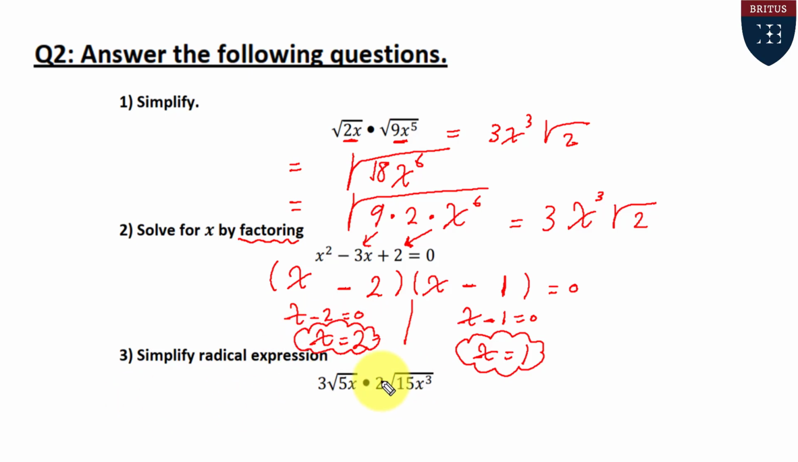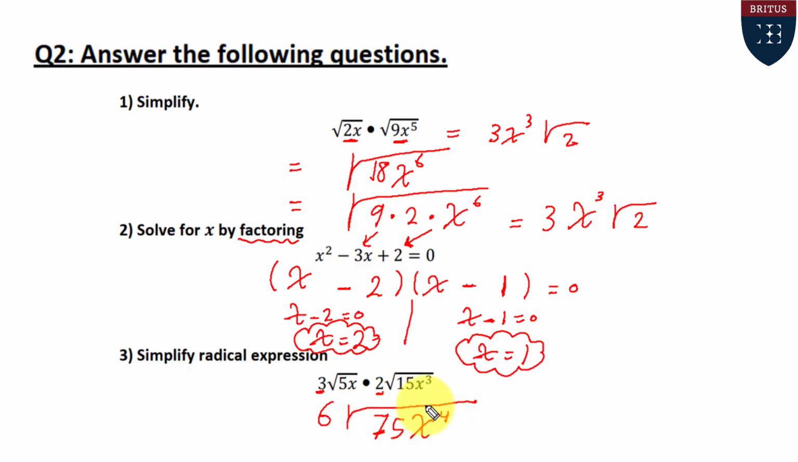Simplify the radical expression. By the same way, we have 3 times 2 equals 6 outside the radical. And to draw the radical, just multiply 5x by 15x cubed. 5 times 15 equals what? Yes, 75. X times x cubed, just add the powers, we get x raised to the power 4.